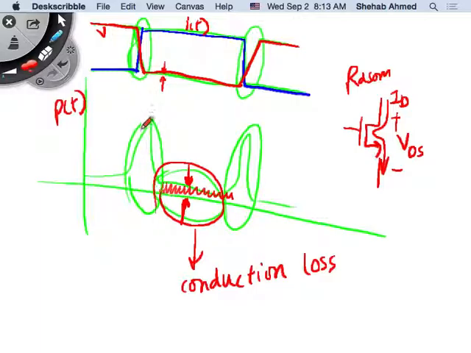Okay? And then, when the device is turning on here, there is a transition between voltage and current where they are overlapping. They're both on. I mean, there's current and voltage in the device. Voltage is decreasing, current is ramping up, because devices have rise times and fall times.